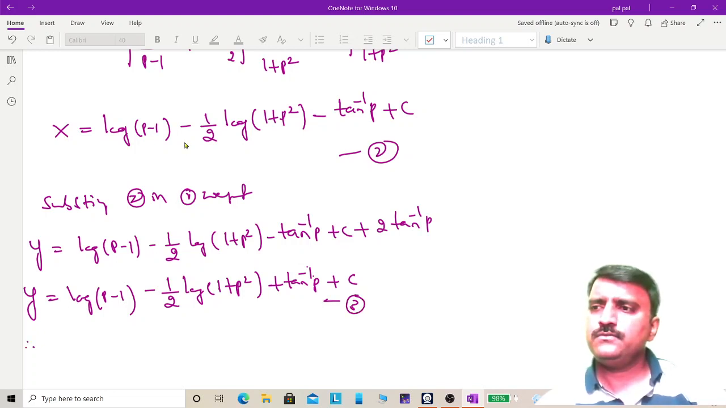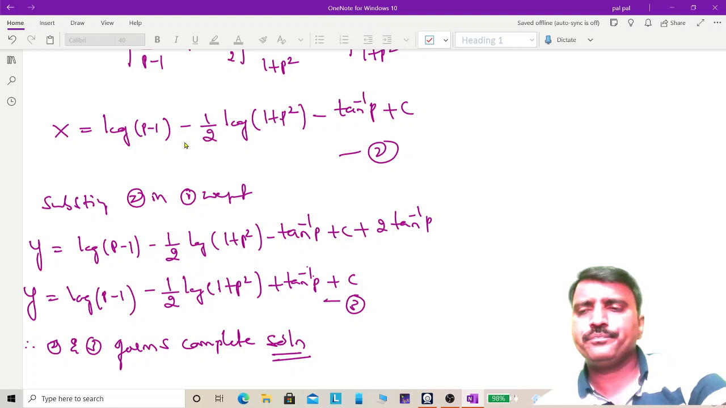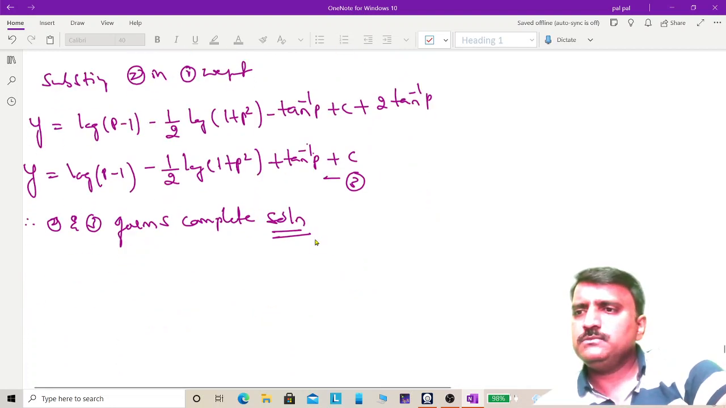Therefore 2 and 3 form the complete solution of the given differential equation. Okay. So take one more example.